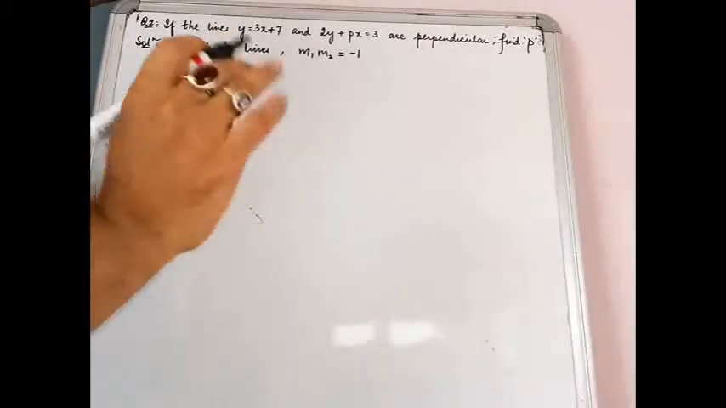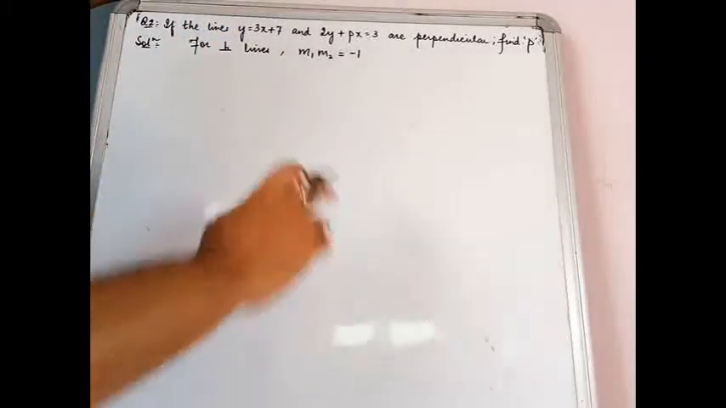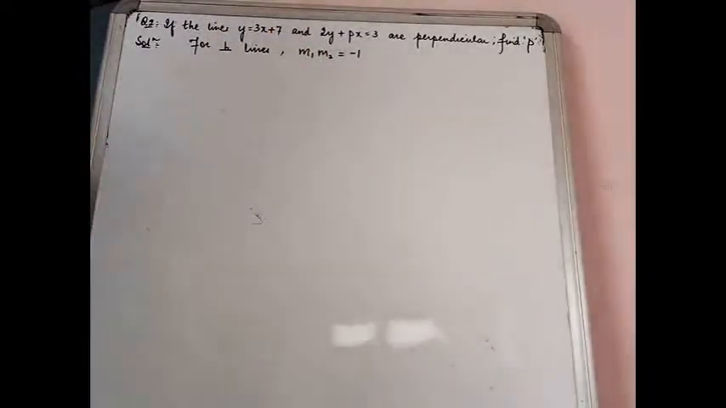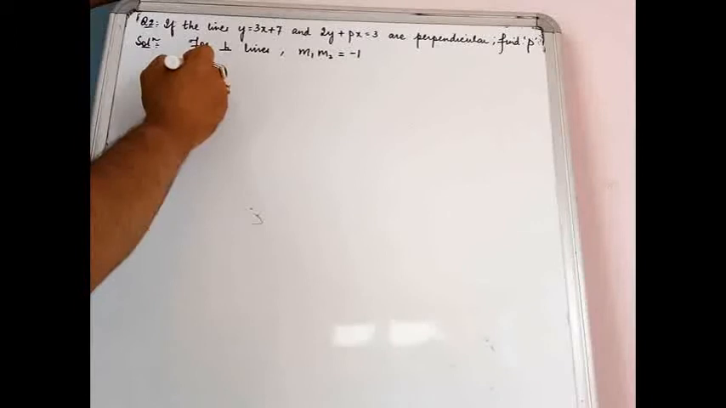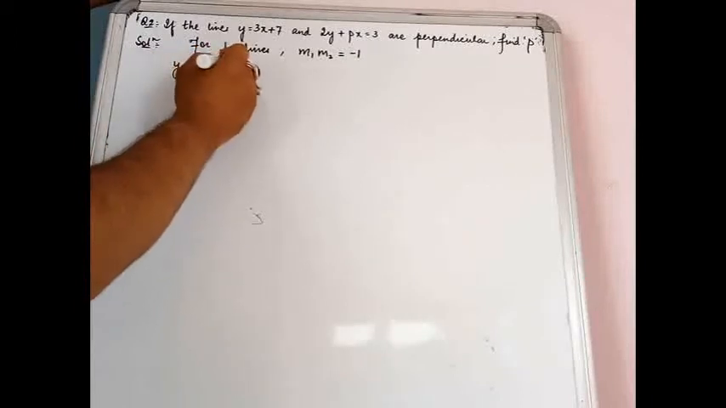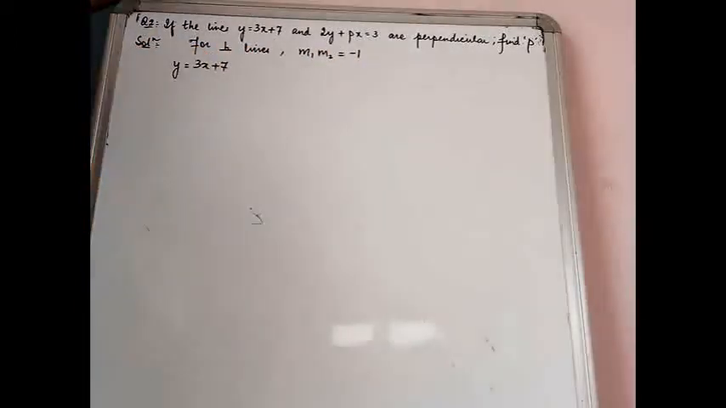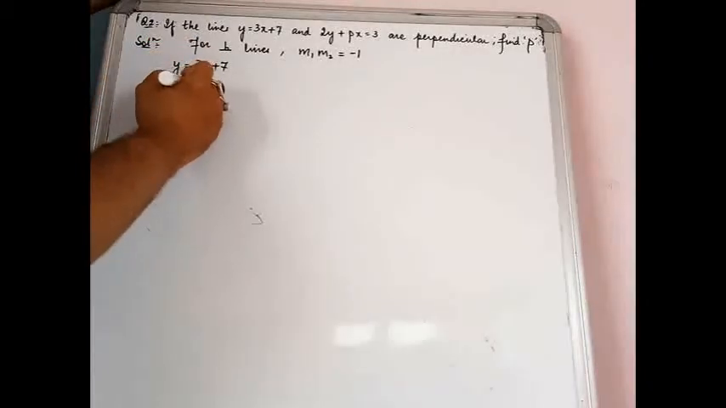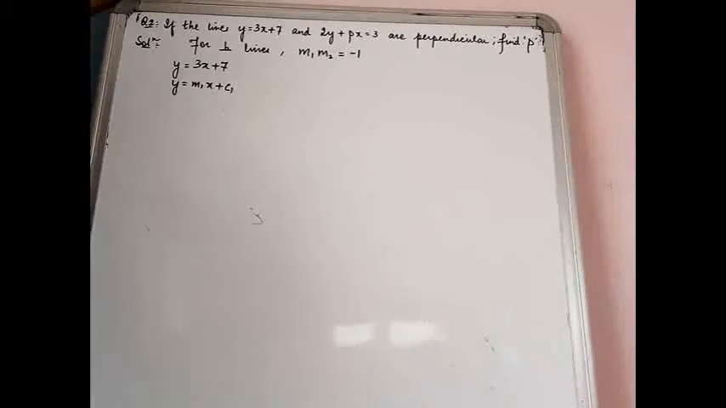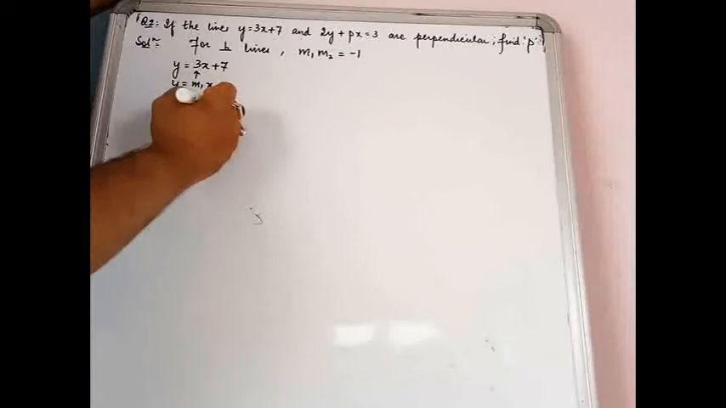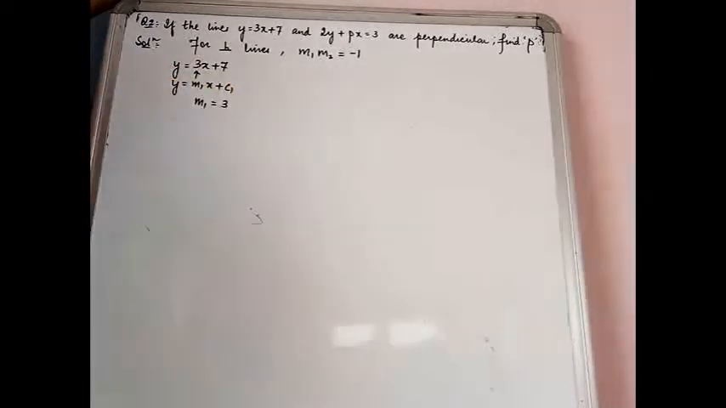So now the only thing left for us to calculate is the values of m1 and m2, which are the slopes of these two lines. So take the first line for example, y is equal to 3x plus 7. There is hardly anything to be done here because this is already in the form y is equal to m1x plus c1. So no changes required. Straight away if you compare, you will see that the slope of the first line is coming out to be 3.